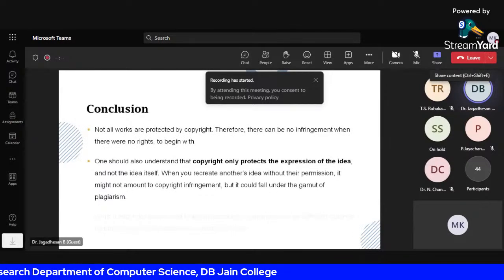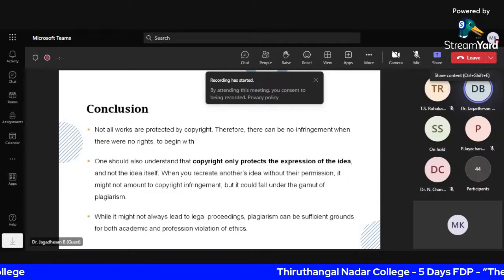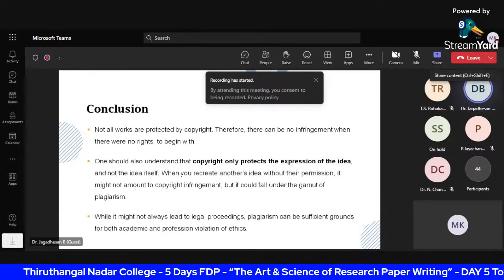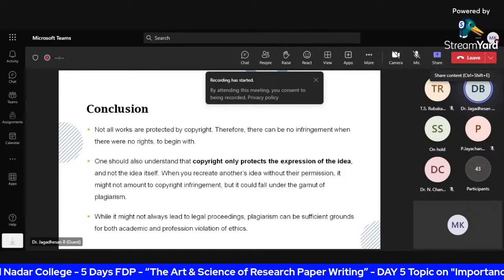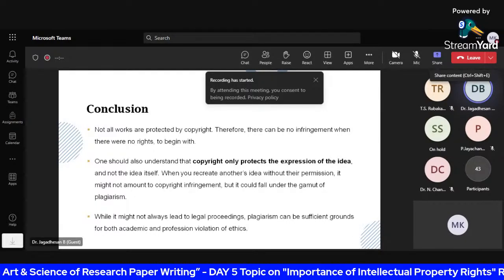Now, this is the final stage. I will conclude the session. Not all works are protected by copyright. Therefore, there can be no infringement when there were no rights to begin with. One should also understand that copyright only protects the expression of the idea and not the idea itself.